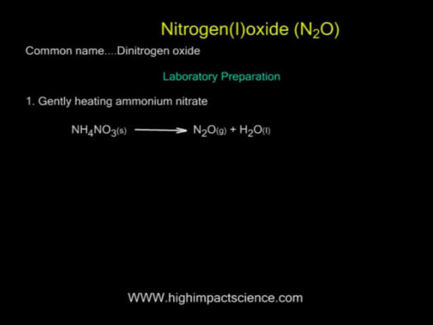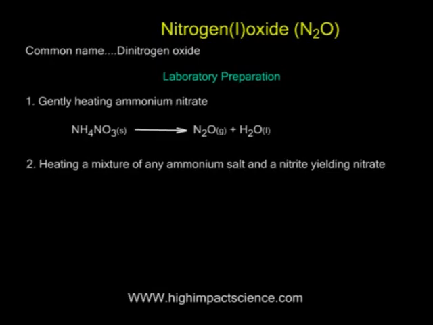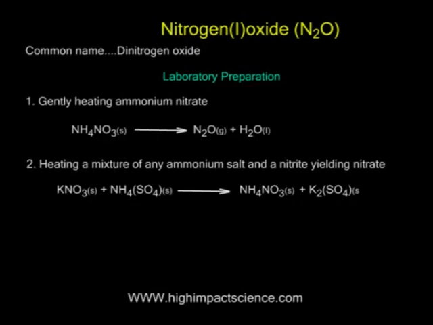The gas can also be prepared by heating a mixture of any ammonium salt and a nitrate that will yield ammonium nitrate. For example, ammonium sulfate and potassium nitrate. The ammonium nitrate decomposes, giving off nitrogen 1 oxide. This method is safer with less likelihood of explosion as compared to the use of ammonium nitrate as the starting material.